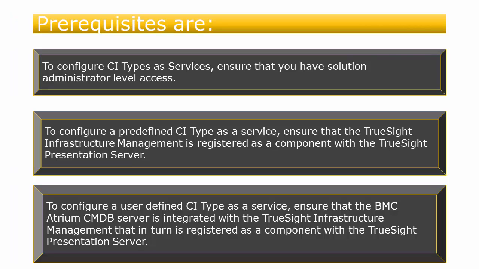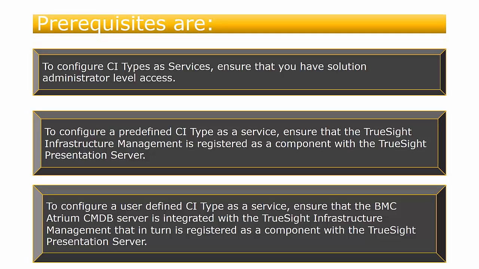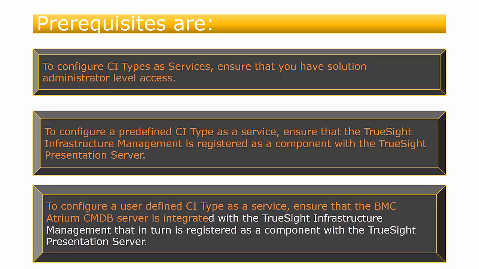Let us understand the procedure to configure CI types as services. The prerequisites are: ensure that you have solution administrator level access. To configure a predefined CI type as a service, ensure that the TrueSight infrastructure management is registered as a component with the TrueSight presentation server. To configure a user-defined CI type as a service, ensure that the BMC Atrium CMDB server is integrated with the TrueSight infrastructure management, which in turn is registered as a component with the TrueSight presentation server.